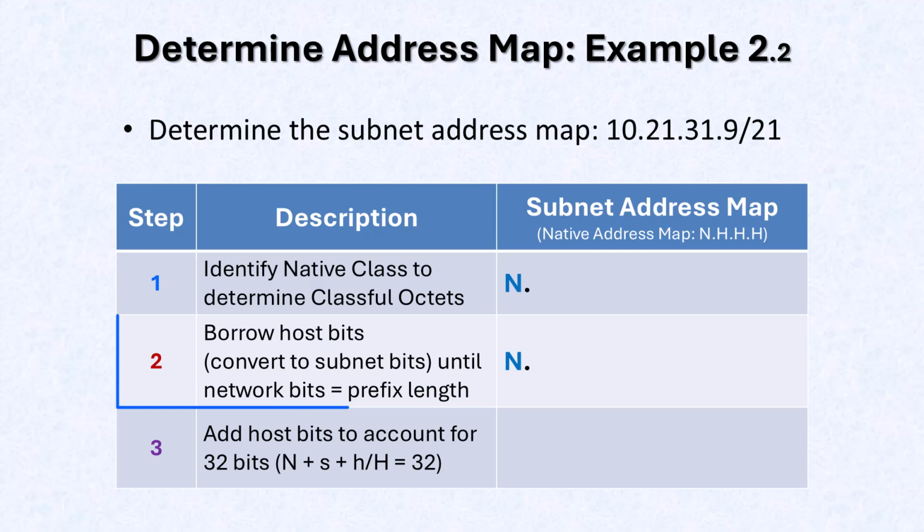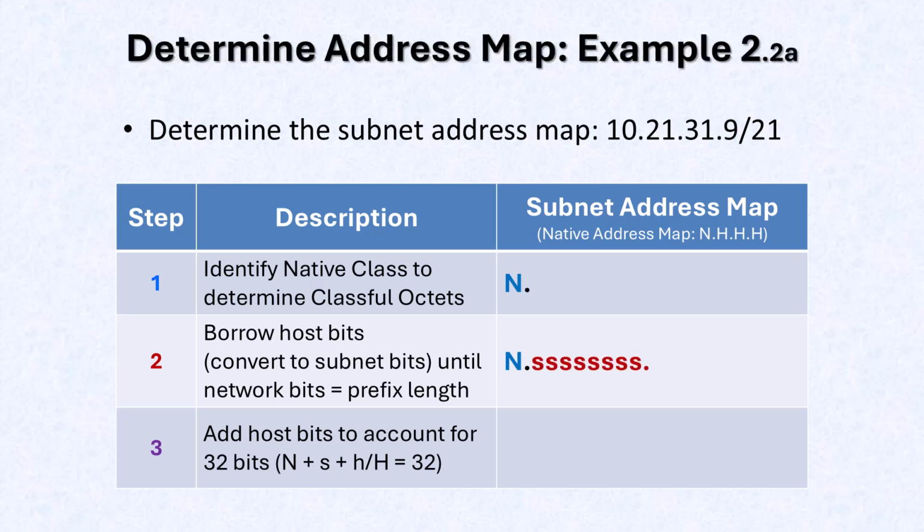In Step 2, we borrow enough host bits to convert them to subnet bits, so the total number of network bits equals the prefix length. Recall the prefix length tells us the total number of network bits. The prefix length is 21, so we need to borrow 13 host bits. Add 8 subnet bits in octet 2. And add 5 subnet bits in octet 3. We now have a total of 21 network bits.